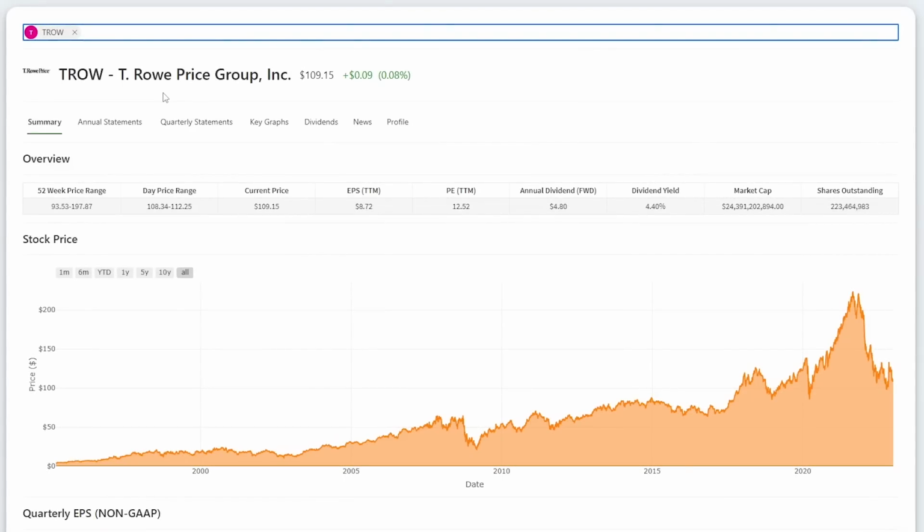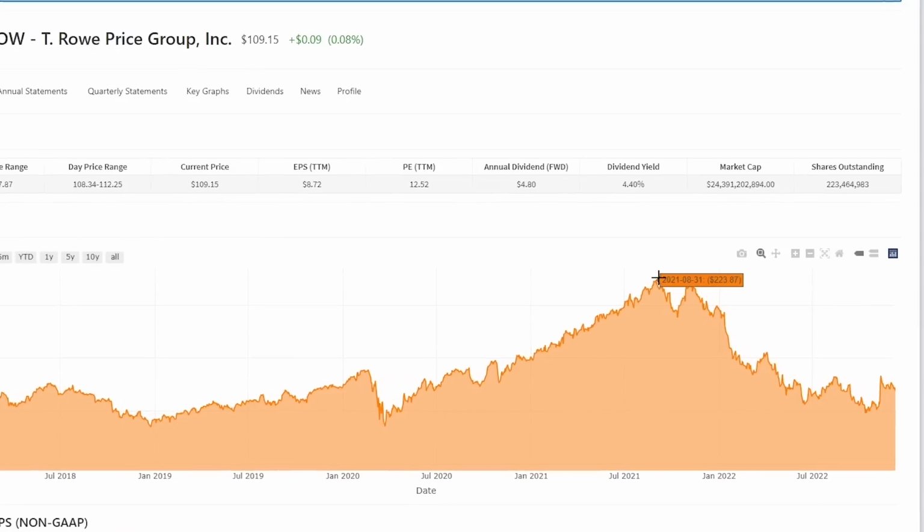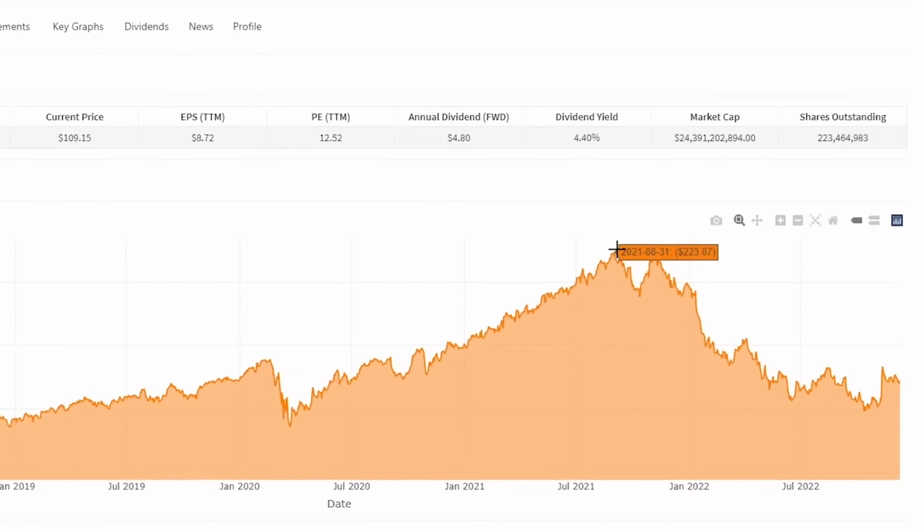Stock number one is the T. Rowe Price Group, ticker symbol TROW. The current price is $109.15 with 223.4 million shares outstanding, giving the company a current market cap of $24.39 billion. From the 2021 high, the price has fallen over 50%.